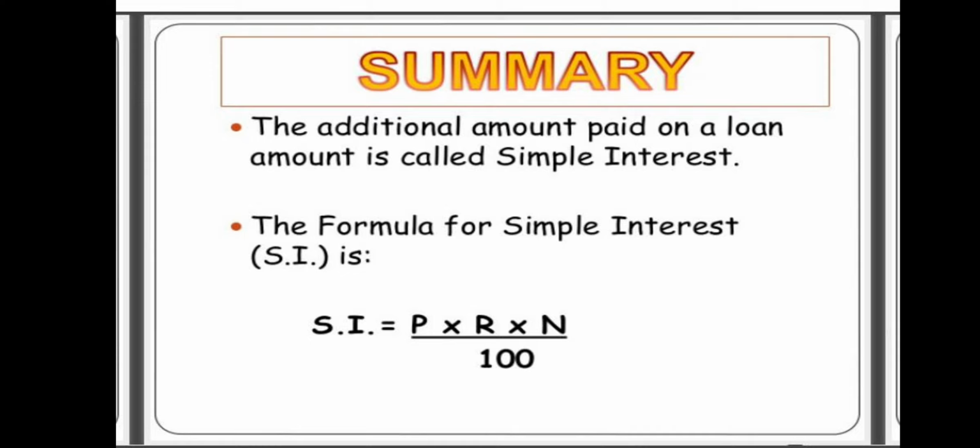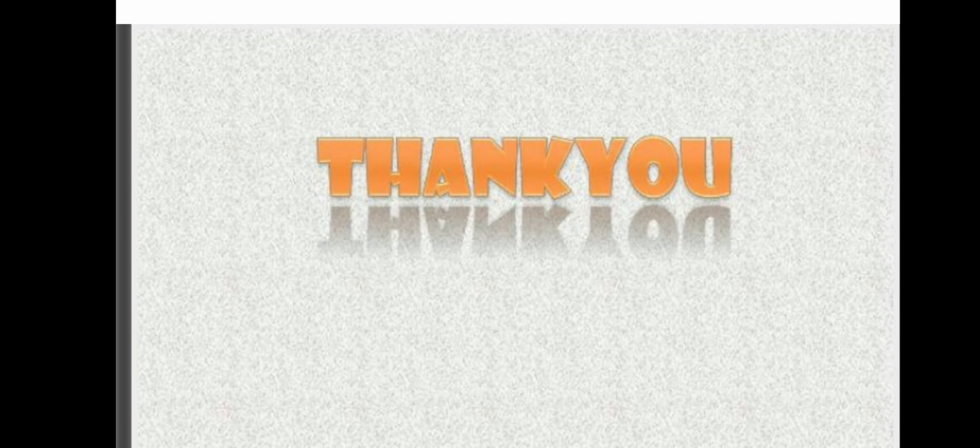So I hope all the concepts are clear to you in simple interest as well as in profit and loss. In simple interest, now you know what it is: the additional amount you pay on the loan amount. And you must remember the formula as well: principal multiplied by rate multiplied by number of years, or you can say time, T, you can also write, upon 100. I hope this will help you to learn the concept and you will understand the concepts well.